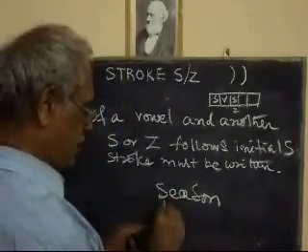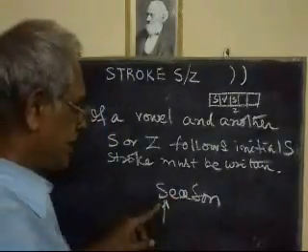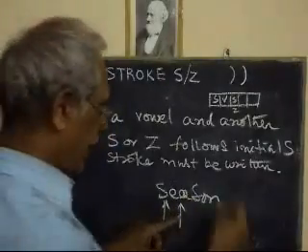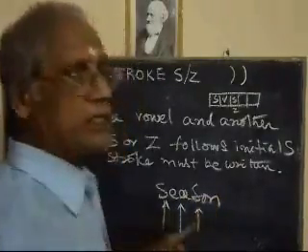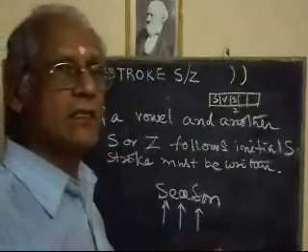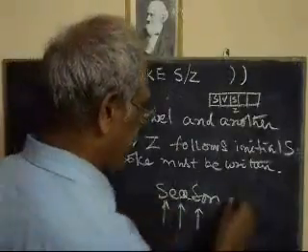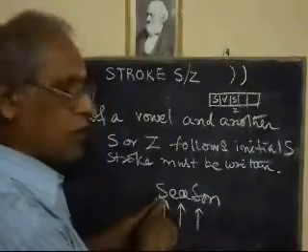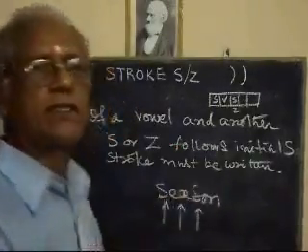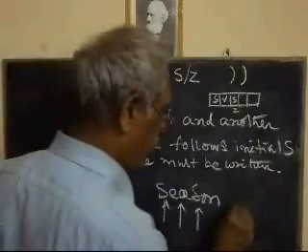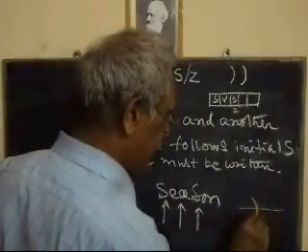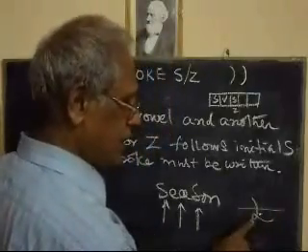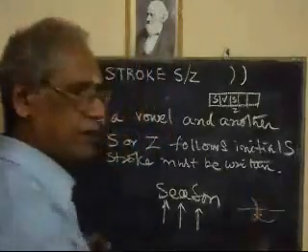Season. Initial S, E, vowel has come. Again, S or Z. C, Z. Z has come. Okay, now the rule is satisfied here. Initial S followed by a vowel and another S or Z. Therefore, season.